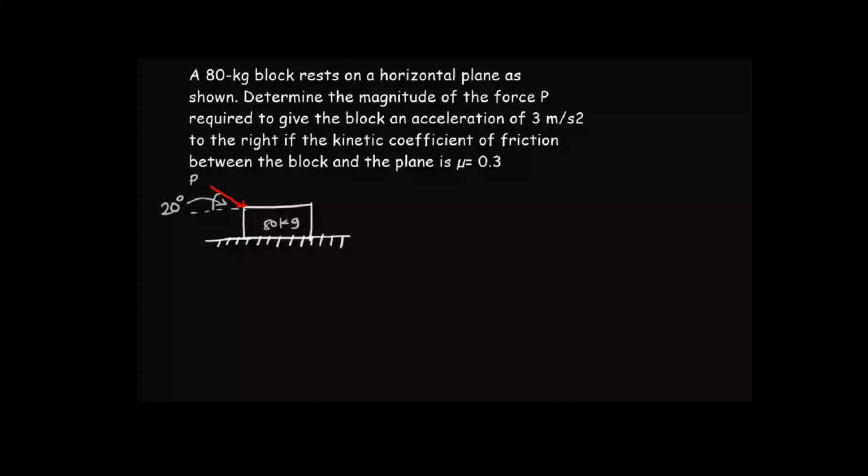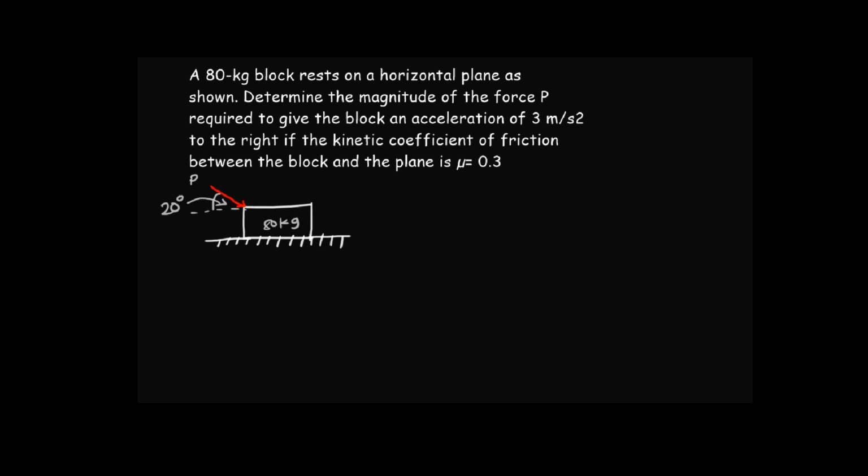In this lesson, we are going to solve this question I have on the screen. The question says a 80 kilogram block rests on a horizontal plane as shown. Determine the magnitude of the force P required to give the block an acceleration of 3 meters per second squared to the right if the kinetic coefficient of friction between the block and the plane is 0.3.